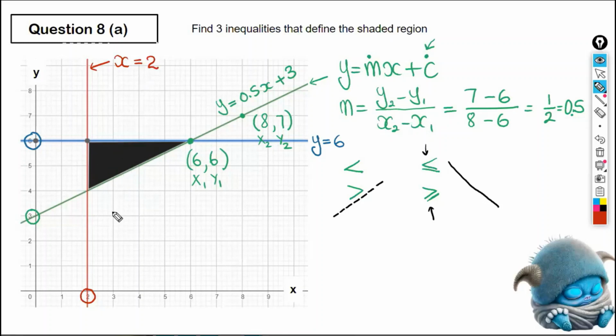For the shaded region, let's start with the red equation, x equal to 2. I need to figure out whether it's more than or less than. Look at the red line. Where is the shaded region? Isn't the shaded region to the right of it? To figure out whether it's more than or less than, you have to look at the shaded region in relation to the graph in question. Since it's to the right, and when you go this way on the x-axis, don't the values get larger? What do you associate with larger? More than. So the first inequality is x is more than or equal to 2.